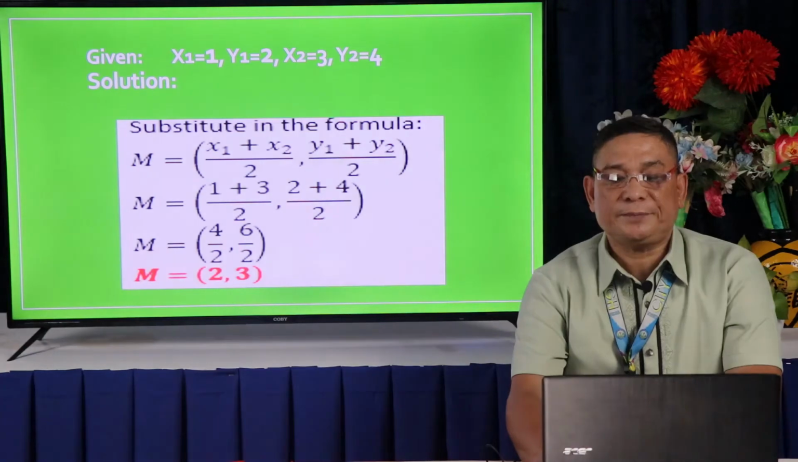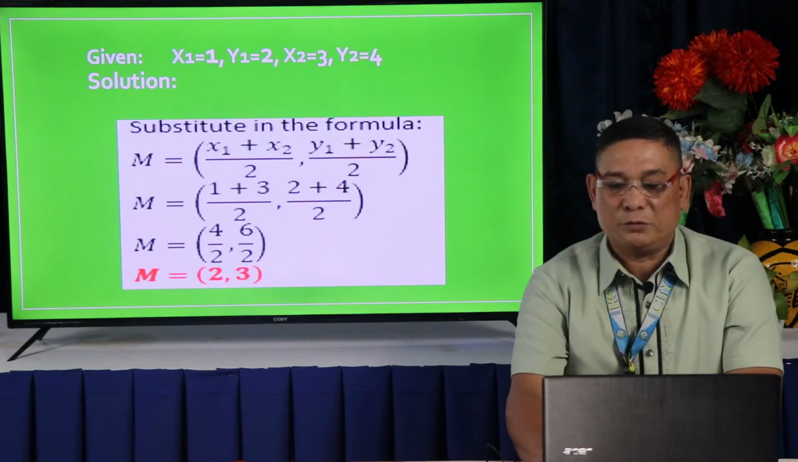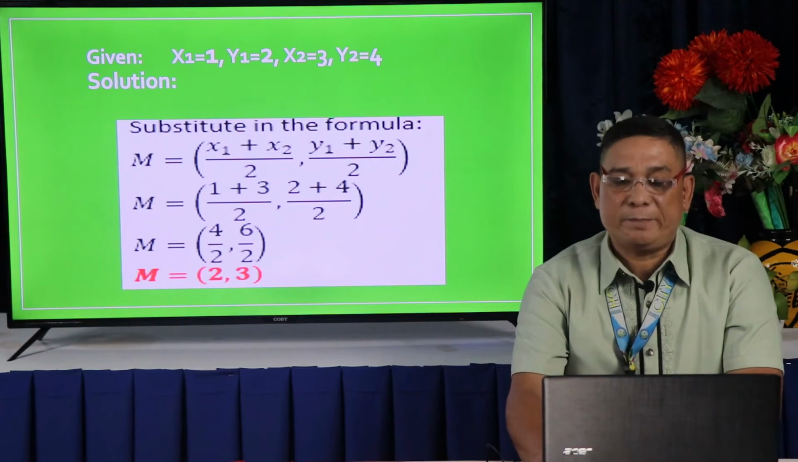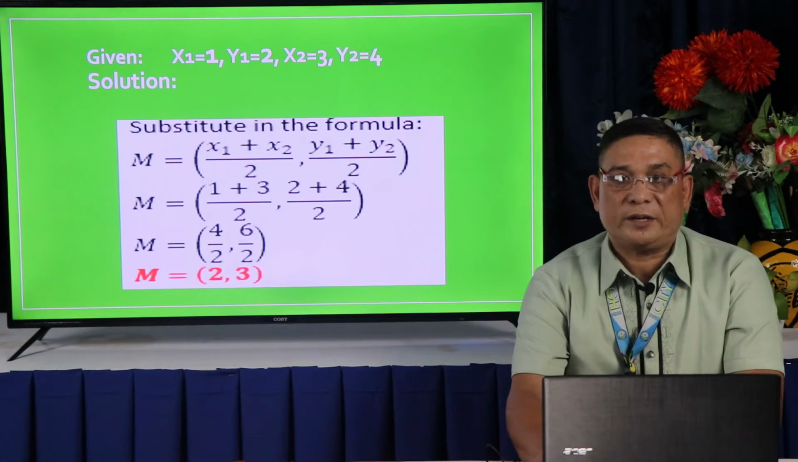To find the answer, given x sub 1 equals 1, y sub 1 equals 2, x sub 2 equals 3, and y sub 2 equals 4. Substitute to the formula, it becomes m equals quantity 1 plus 3 divided by 2, and 2 plus 4 divided by 2. Simplify, m becomes 4 over 2 and 6 over 2. Simplify further, so the answer is m is equal to (2, 3).